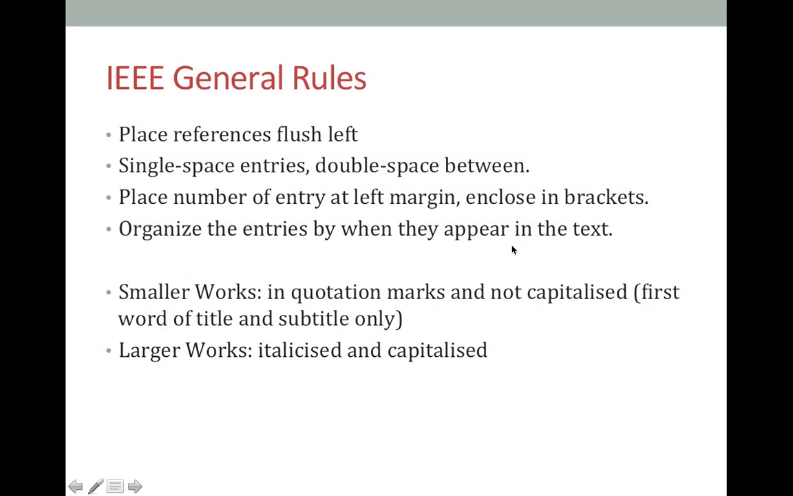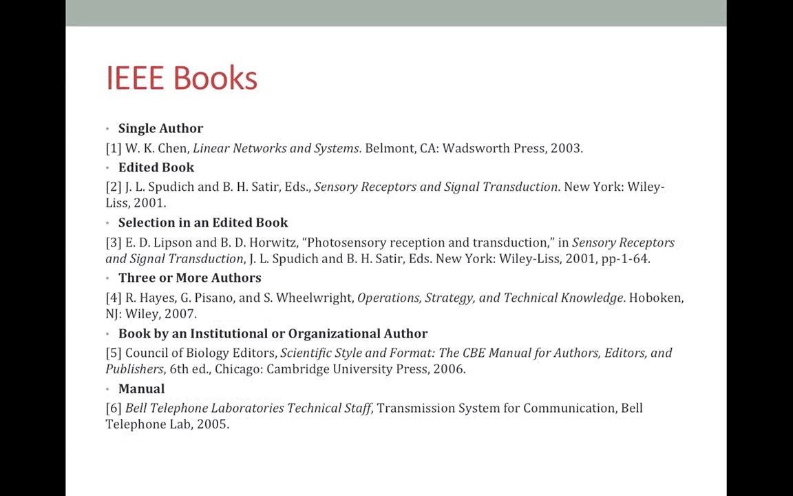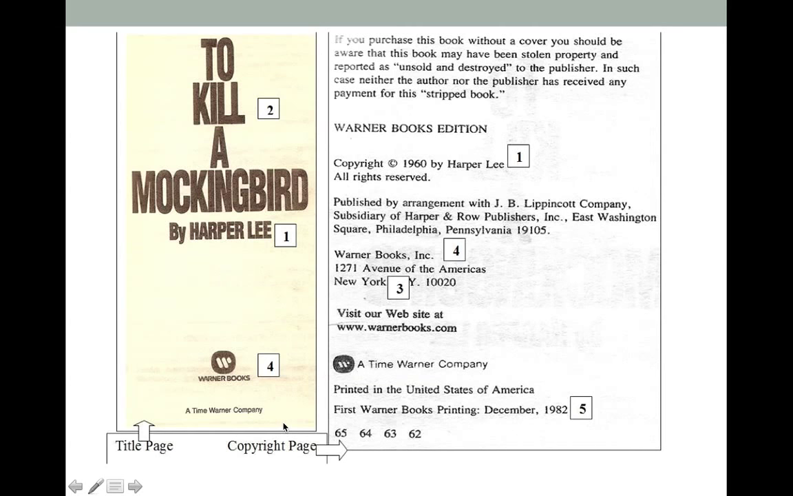IEEE follows almost the same thing, however, only double space in between, single space entries, and you have to have them numbered, and the numbers are in brackets. These are, if you're citing one author, 2 to 7 authors, more than 7 authors, etc. This information is present in the book and in your Wadsworth handbook. IEEE as well. Let me give you an example.